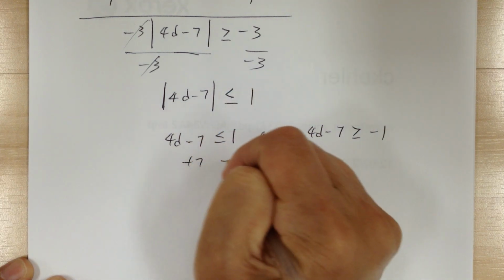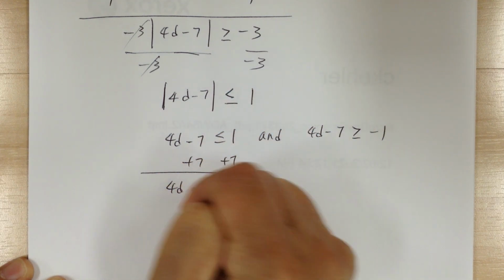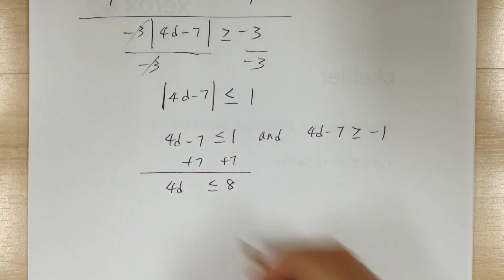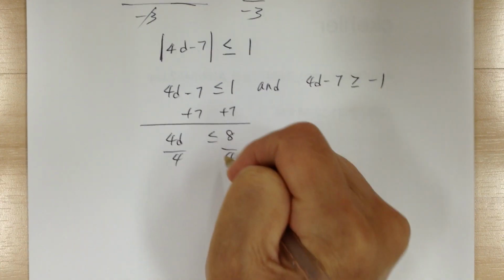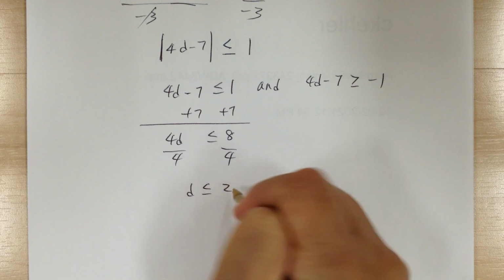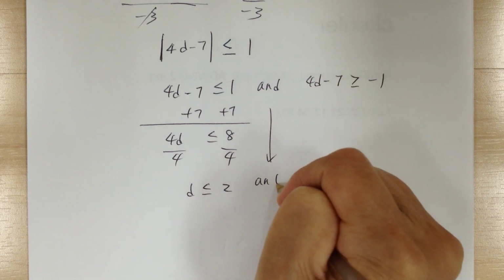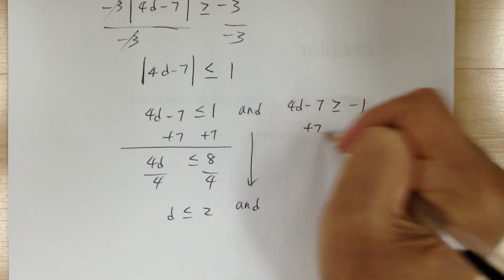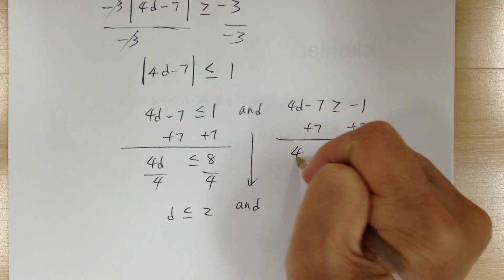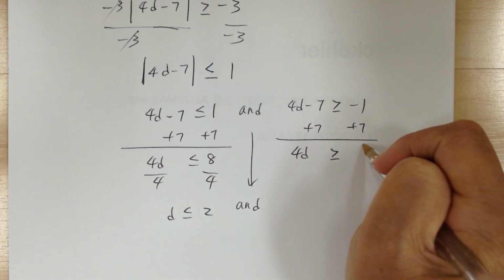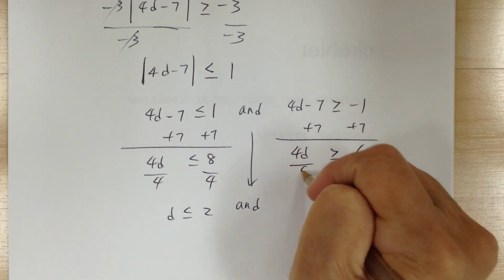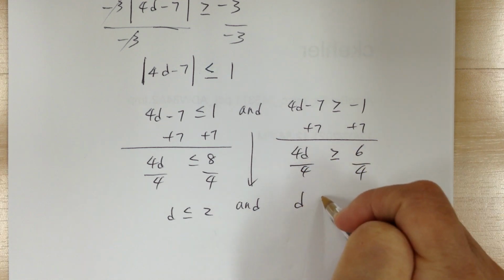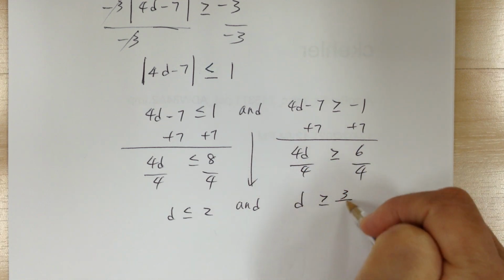Now let's go ahead and solve this. So plus 7. So you got 4d is less than or equal to 8. Divide by 4, divide by 4. So d is less than or equal to 2, and that's an AND. Over here, you plus 7 on both sides. So you got 4d is greater than or equal to 6. Divide by 4, divide by 4. So d is greater than or equal to 3 over 2.